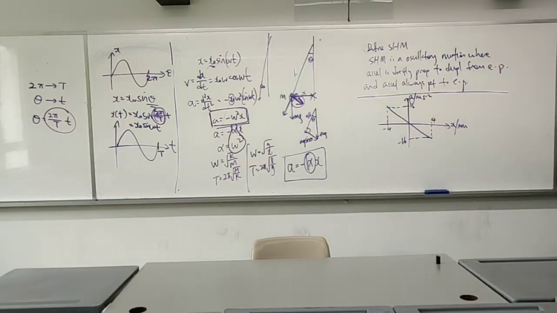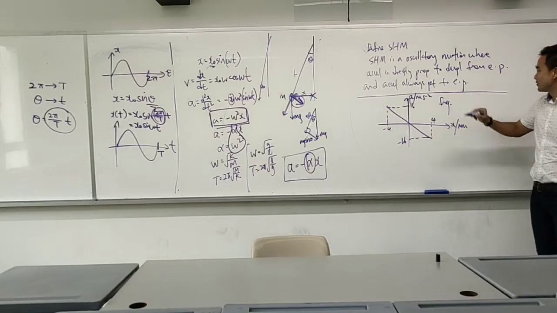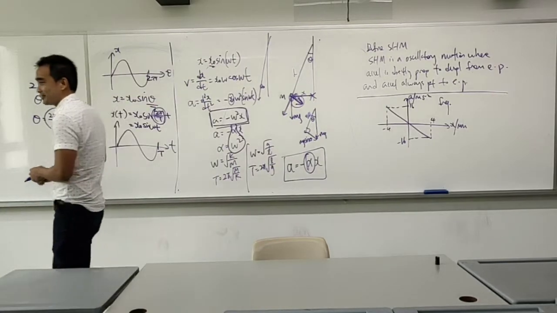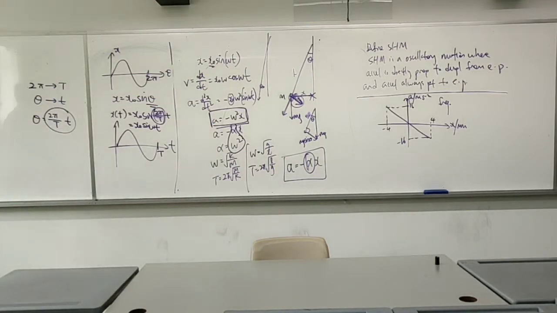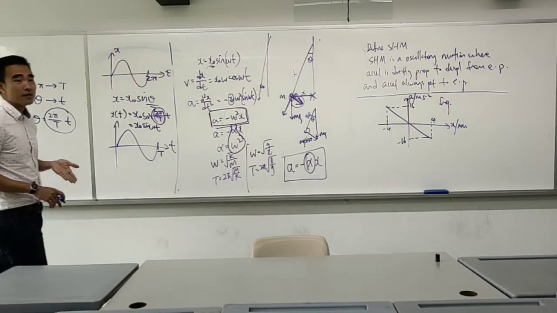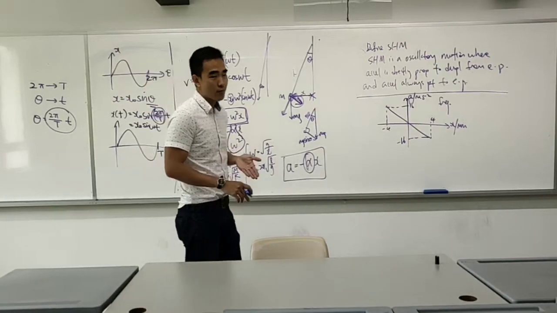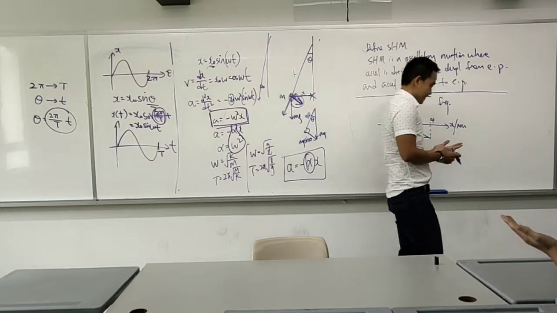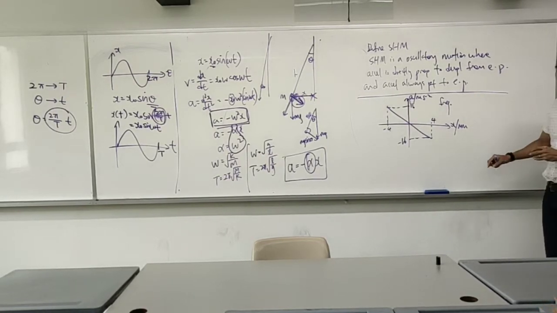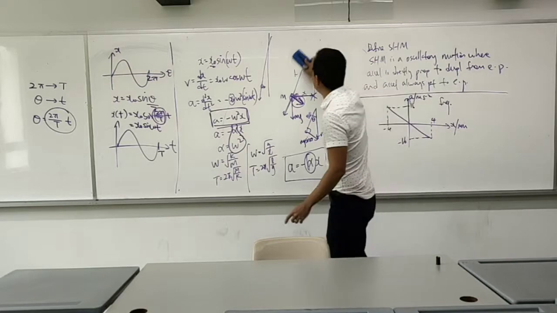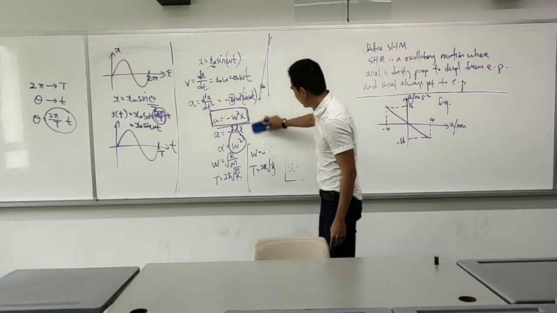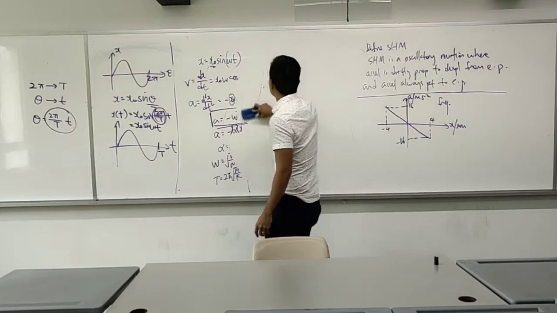Given this graph and these values, can you find for me the frequency of the motion? Level 2. Period is pi, so frequency is... I forgot the equation.